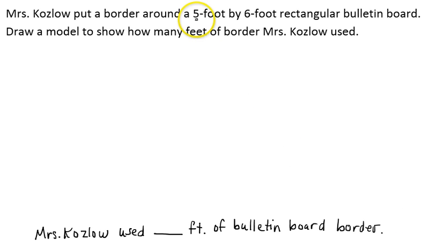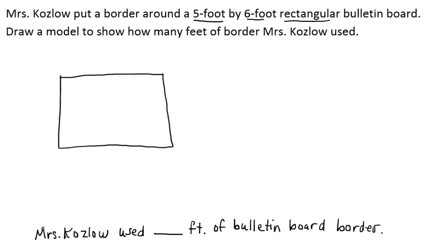Okay, well, we know that the bulletin board is 5 feet by 6 feet and it's rectangular. I'm going to draw a rectangle and I'll label the sides. So we'll say 5 feet by 6 feet. Now it's important to remember that when we're measuring perimeter, or the outside length of the shape, we have to measure all 4 sides. So I'm going to include this side as being 5 feet and the bottom as being 6 feet. So I make sure I get all 4 measurements in.